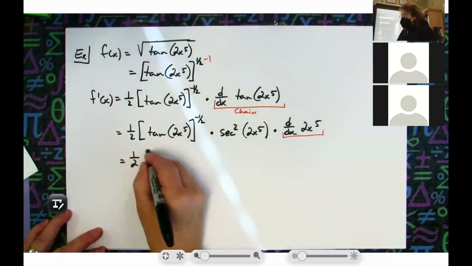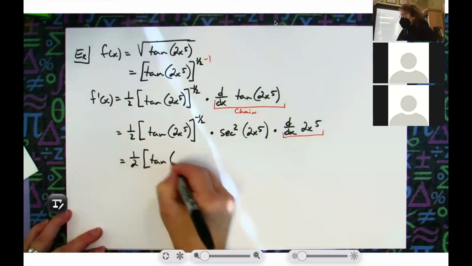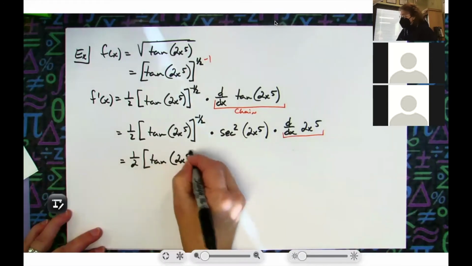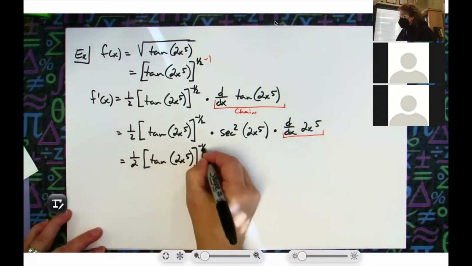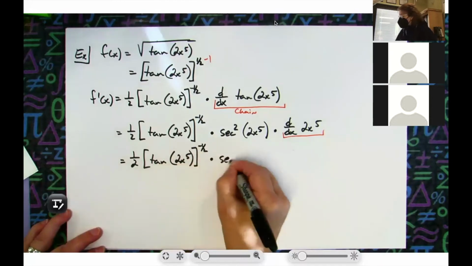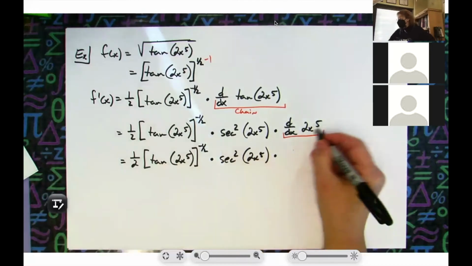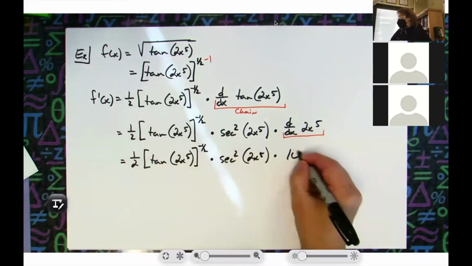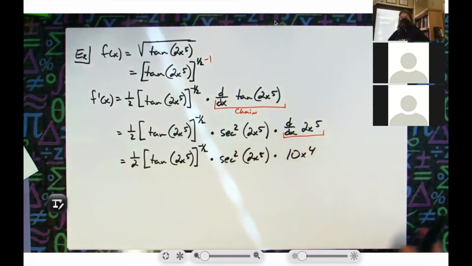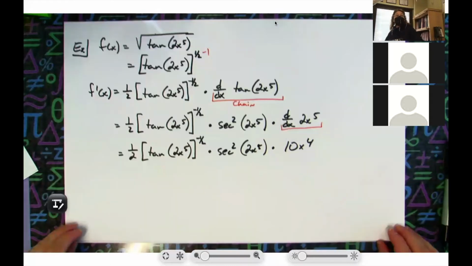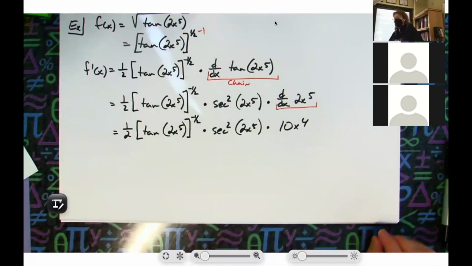1/2 tangent of 2x to the 5th to the negative 1/2. A secant squared 2x to the 5th. Let's see, derivative here is going to be 10x to the 4th. Okay, now you got to take your answer and then start doing some manipulation. Okay, simplifying, that sort of thing.